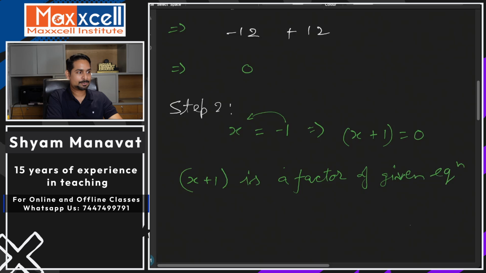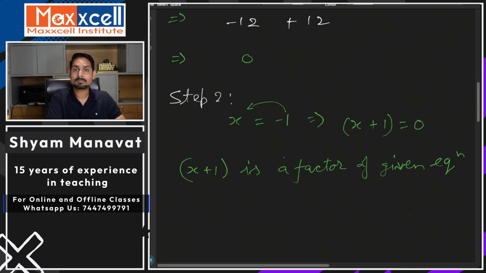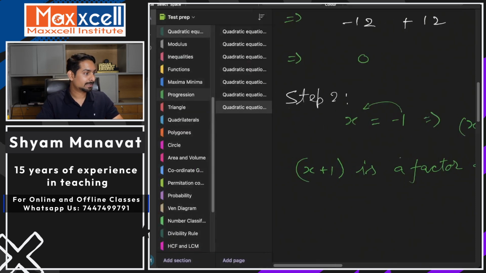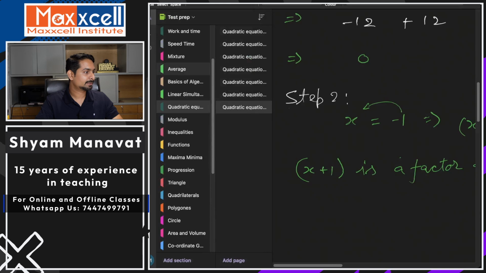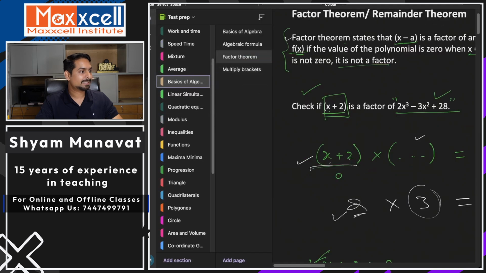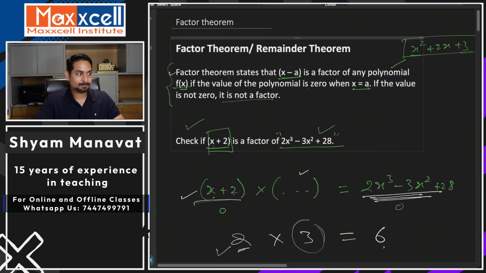Is this step clear to you? You got the expression equals to 0 by substituting x is equal to minus 1. If I take minus 1 this side, you get x plus 1, and the other side you got 0. So I can say x plus 1 is one of the factors of this equation. This is by giving the reference of the remainder theorem or the factor theorem in algebra. We have learned this in lecture number 3 of basics of algebra. If you have not gone through this lecture, please go through this lecture. You will understand what I am talking about.